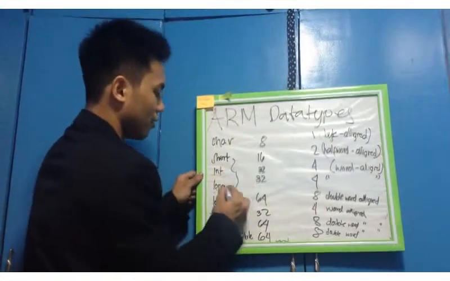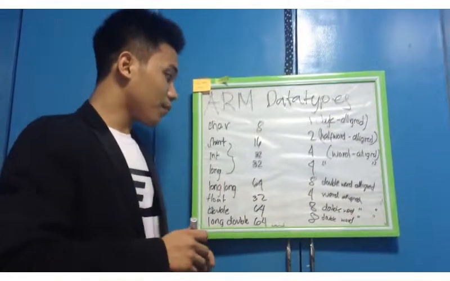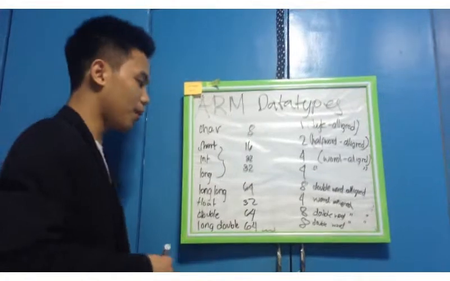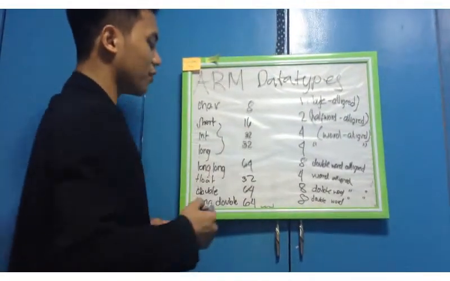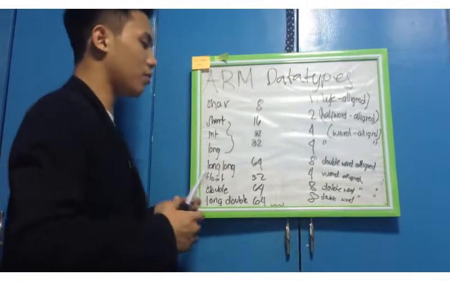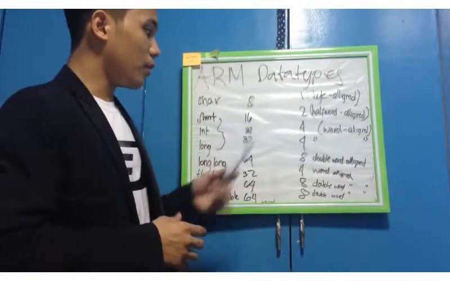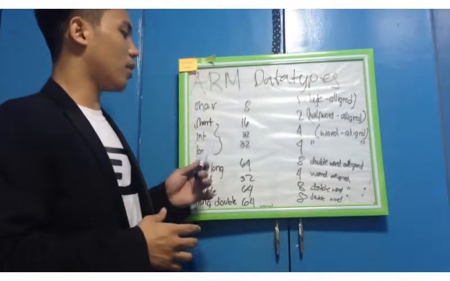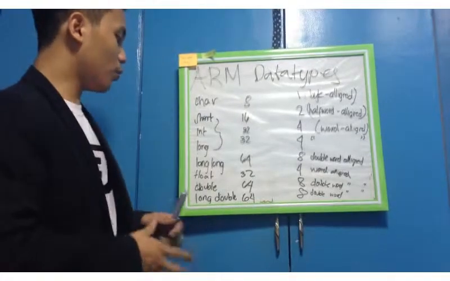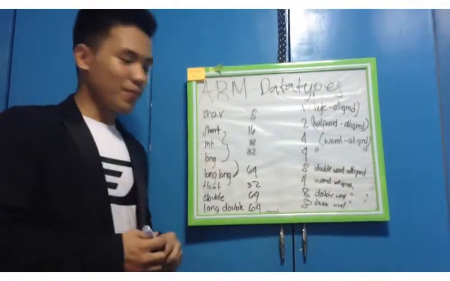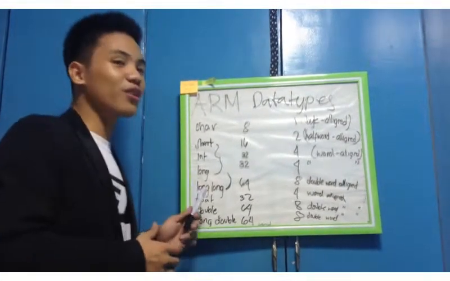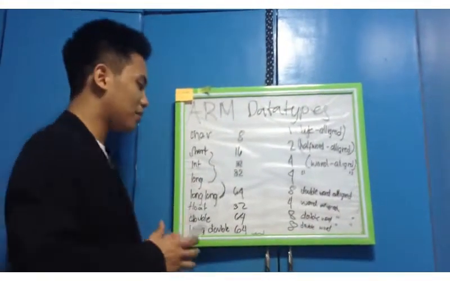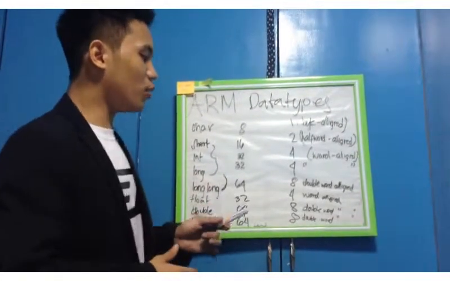These three are used for declaring a number. Okay? Short has a size of 16 bits, int 32, and also 32 for long. And the short has a 2 half-word align, and int and long have a 4 word align. And then we go to the long long. Okay? Long long is also like long, but much greater than long, because long long has a 64-bit size and 8 double word align.